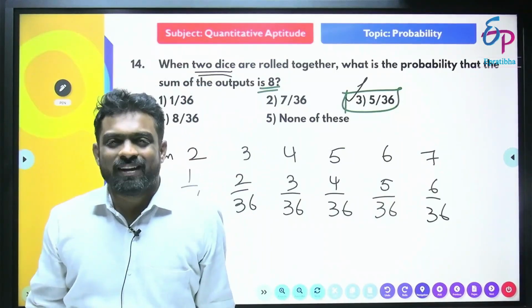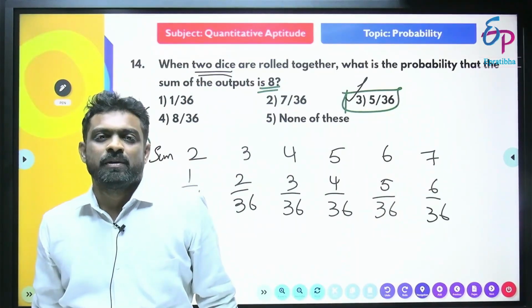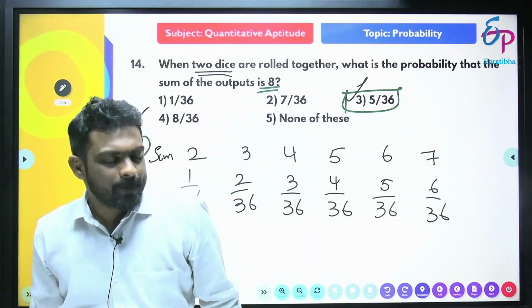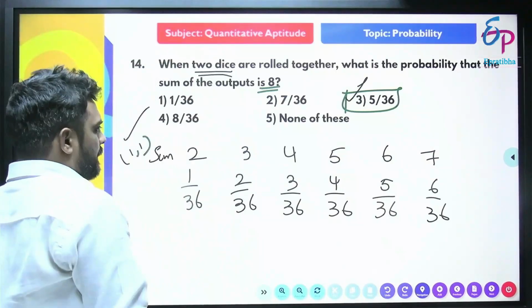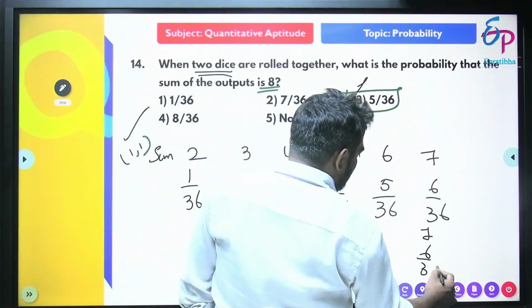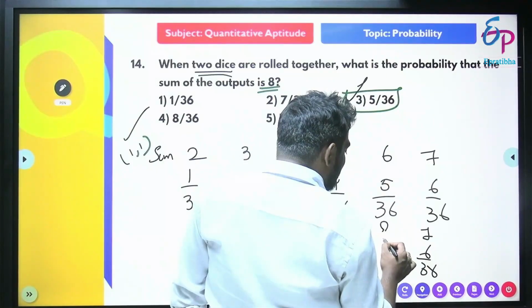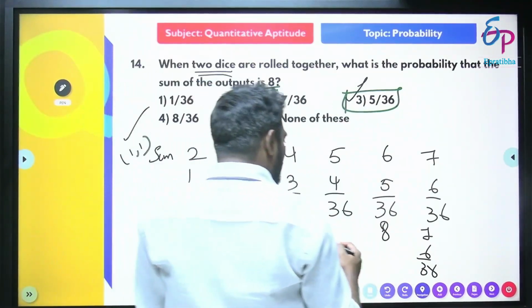Don't try to solve each and every question by using the traditional way, because it would take so much time from us just for the sake of the reason. So if it is 7, the probability is 6 by 36, right? If it is 8, what exactly?